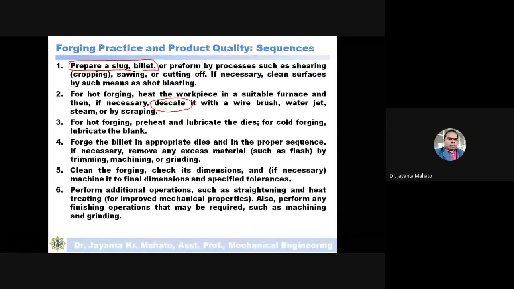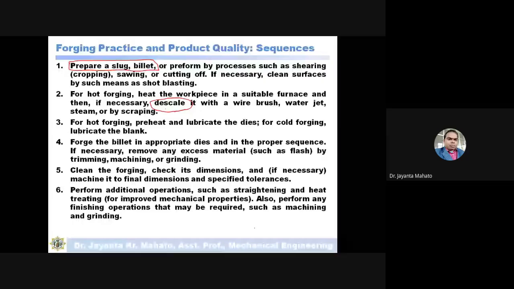Actually, in the cold forging process, the material gets compressed, so some residual stresses are there. So to remove these residual stresses, you have to heat treat the forged product. Heat treated means, suppose, annealing. By the annealing process, you can remove these residual stresses.